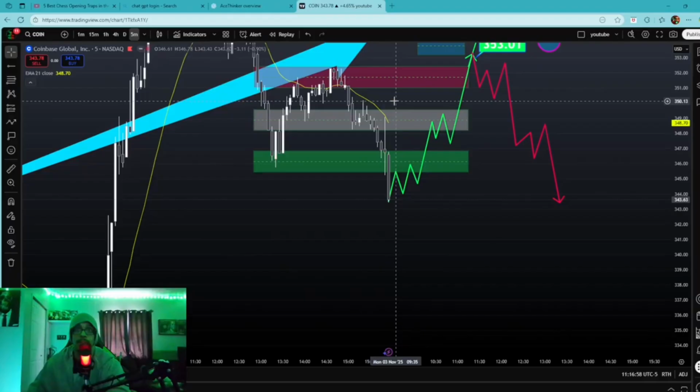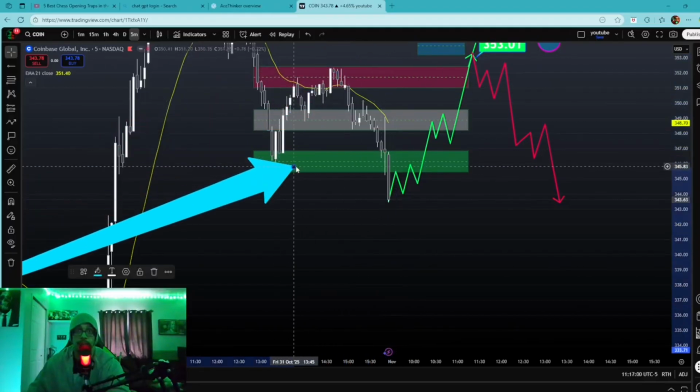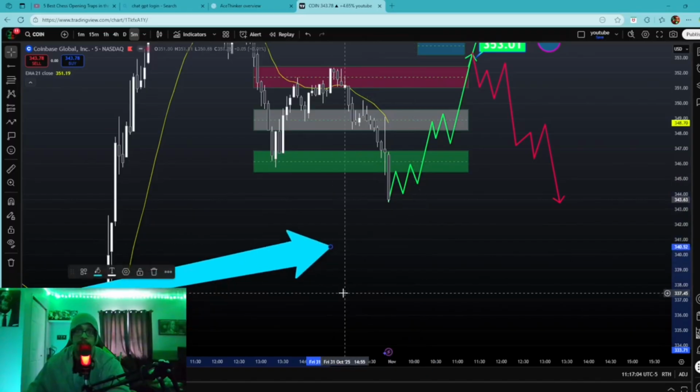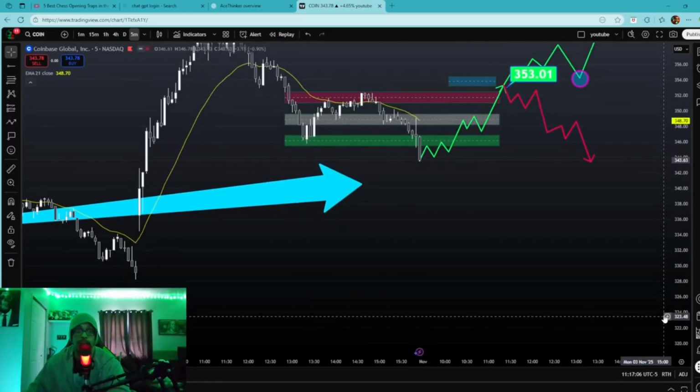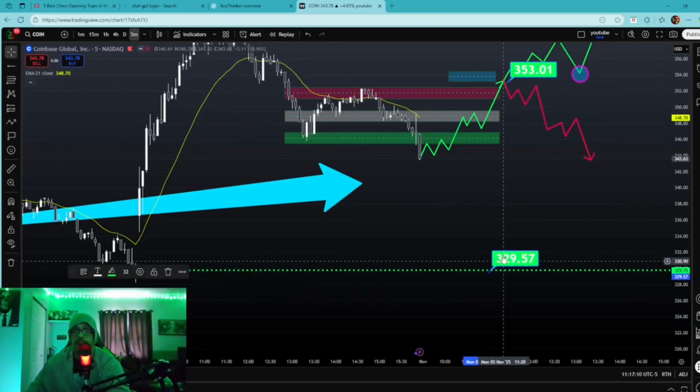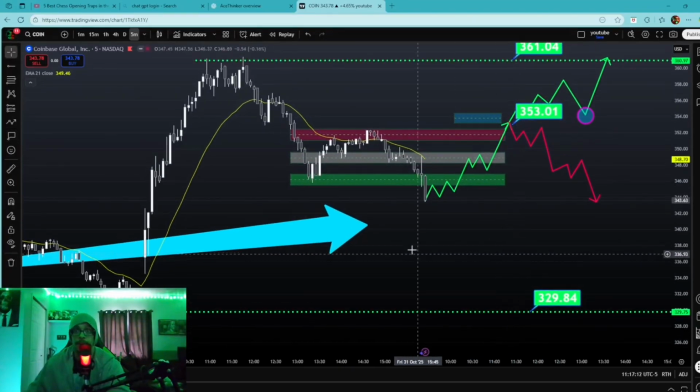Now the only thing that we have left to be aware of are two final variations. The last one is that if we continue to break down, the market is probably going to be trying to fill this gap somewhere close to this prior low, which situates all the way down here at 329.